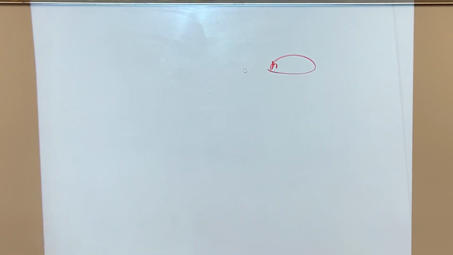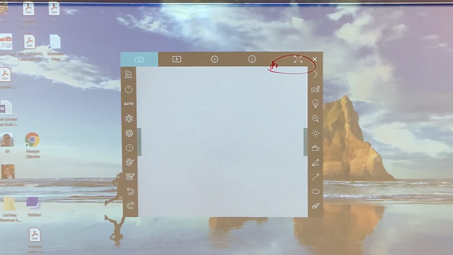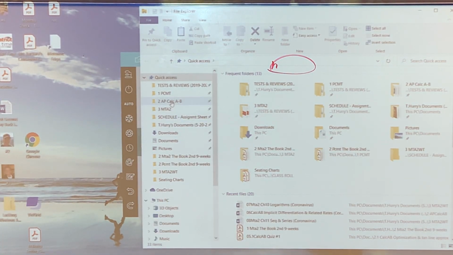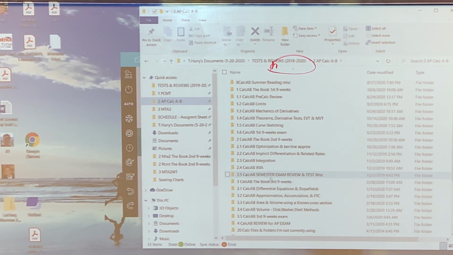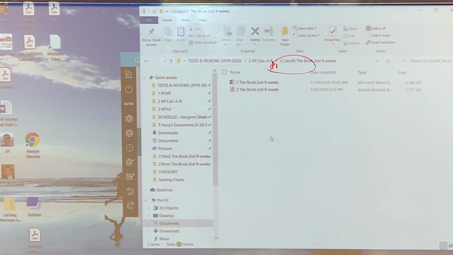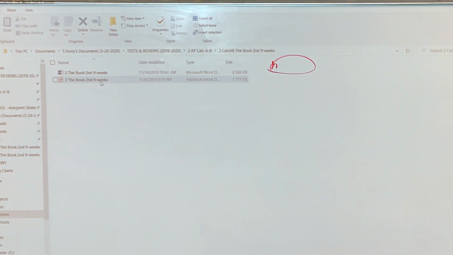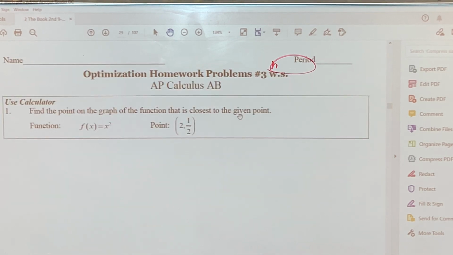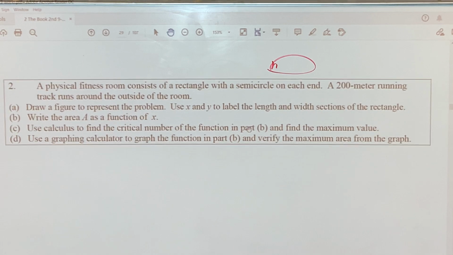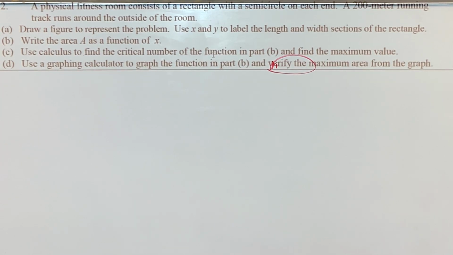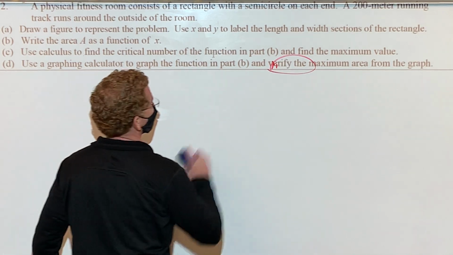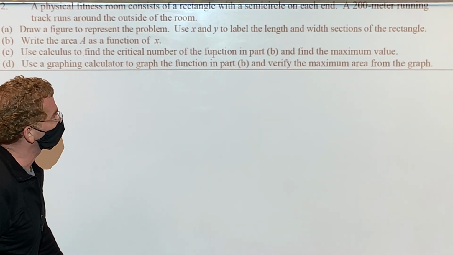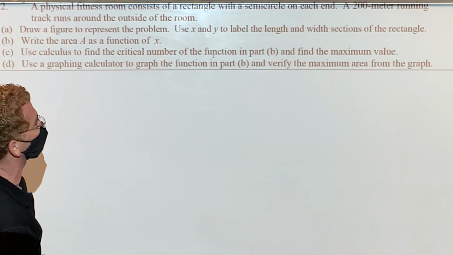All right, how about, trying to pick something that we haven't done today. Look on, I want to say it's maybe page 29. Have you all seen this one before? It's number 2. All right, so number 2 says you got this physical fitness room that's got a rectangle with a semicircle on each end.